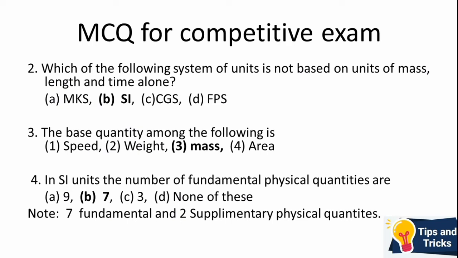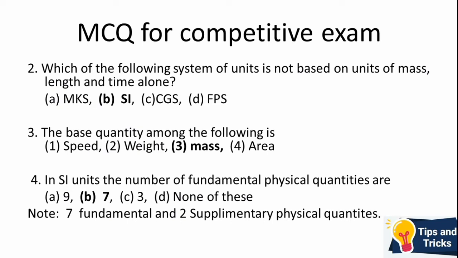Okay, so the MKS unit system has meter, kg and second, and the CGS unit system has centimeter, gram and second. The FPS unit system has foot, pound and second, where foot is the unit of length and pound is the unit of mass. But the SI system has 7 fundamental units and 2 supplementary units. Therefore the correct option for this question is B, SI system.